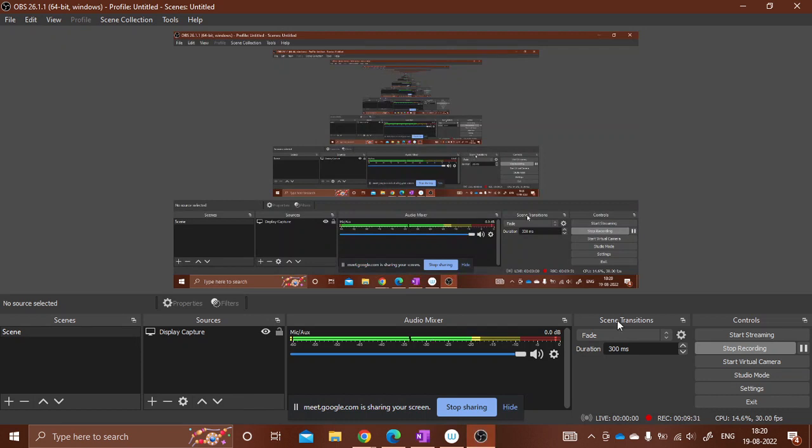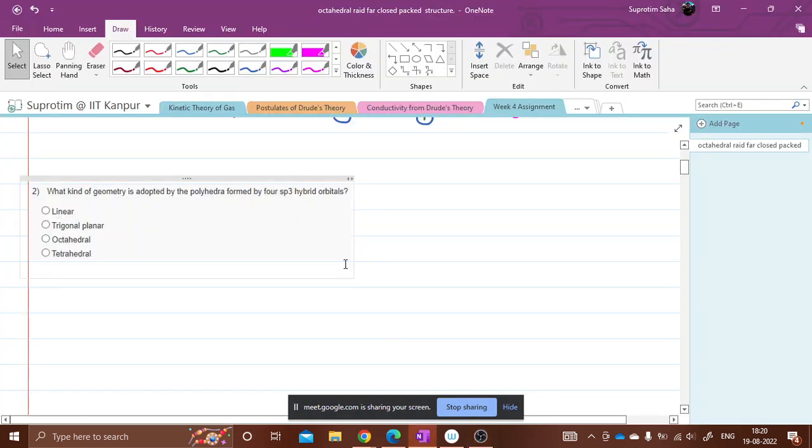So the next question is, what kind of geometry is adopted by the polyhedra formed by 4 sp3 hybrid orbitals? Let me just check if it's recording. Yes, it's recording.